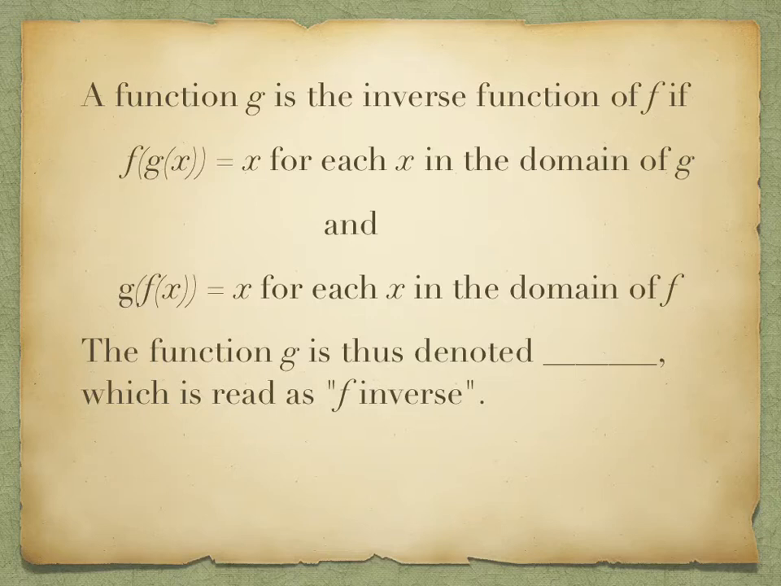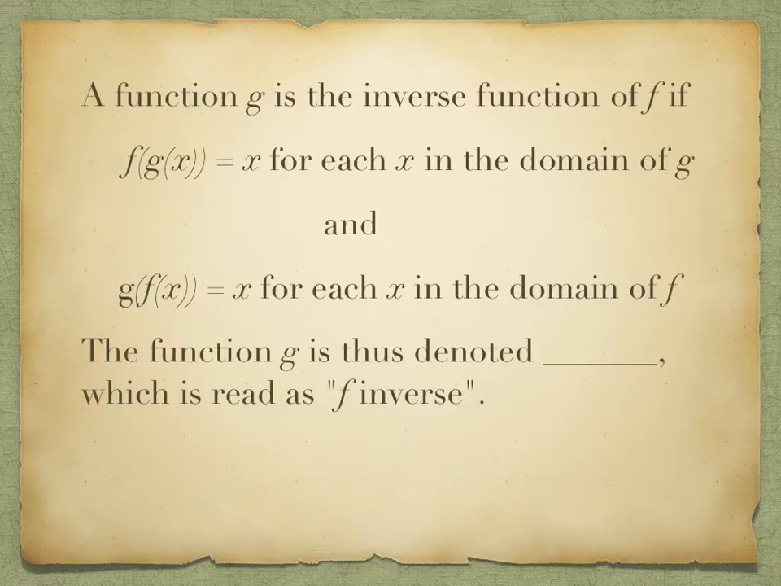So a function g is the inverse function of f if, when you compose them, that's not multiplication, that's not f times g, that's f composed with g of x, equals x for each x in the domain of g. And if you compose them in the other order, g composed with f of x equals x for each x in the domain of f.